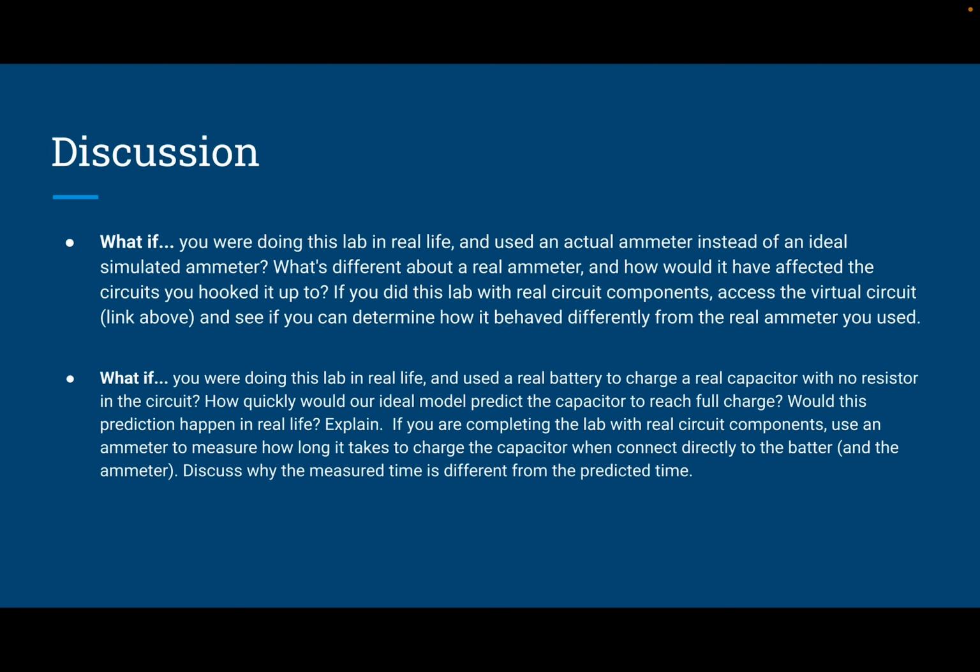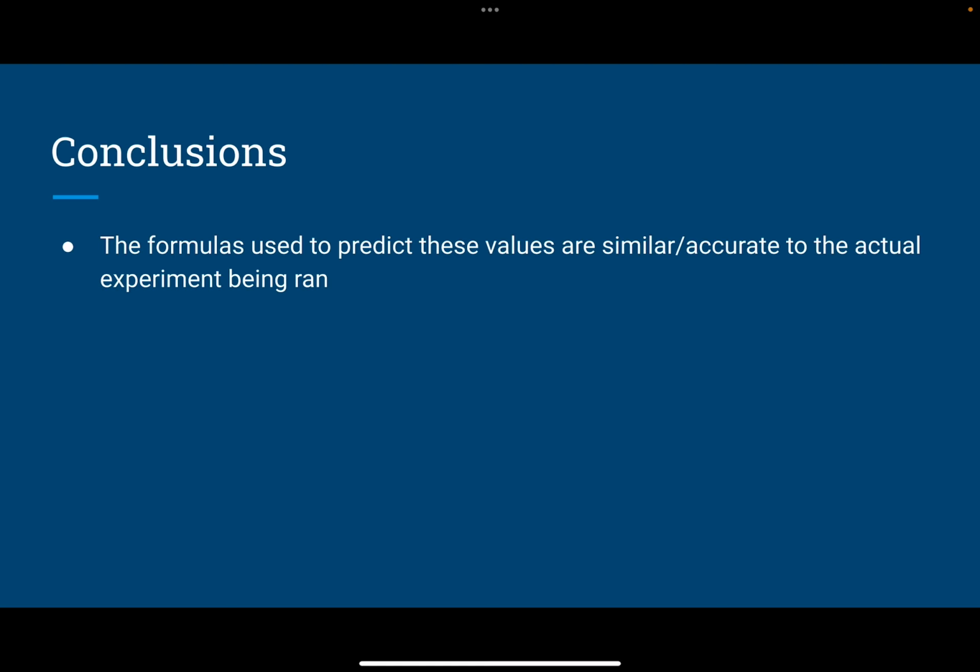If we used a real battery to charge a real capacitor with no resistor, it would have immediately gone to full charge, but in real life, the wires do provide resistance, meaning it's going to take longer to get to full charge. Thank you for watching. The conclusions include the formula used to predict these values are similar and accurate to the actual experiment being run.